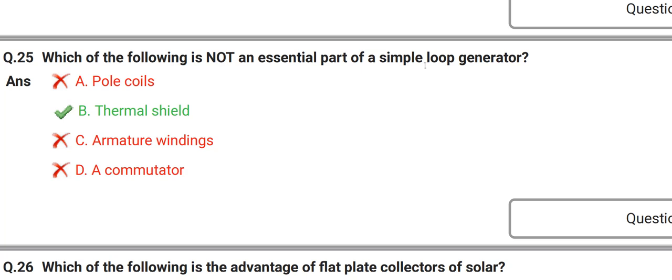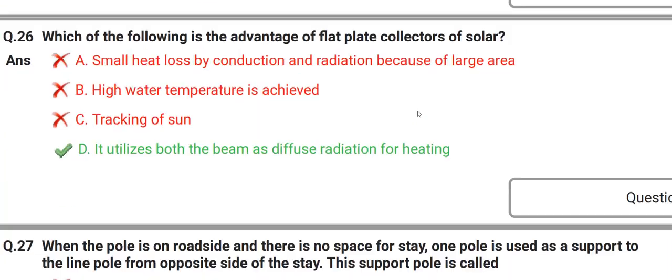So you know the basic working of the simple loop generator is that two wires, the conductors, are placed between the magnetic poles, and when the coil is rotating clockwise, the flux starts changing its value and the resulting EMF is induced in it. Okay, so this is the simple loop generator, or we can call it a DC generator.